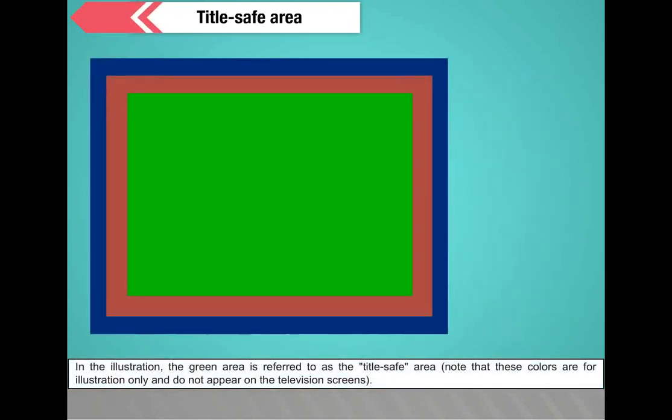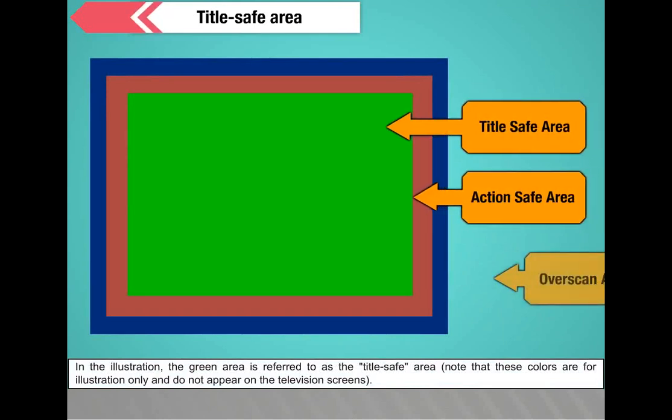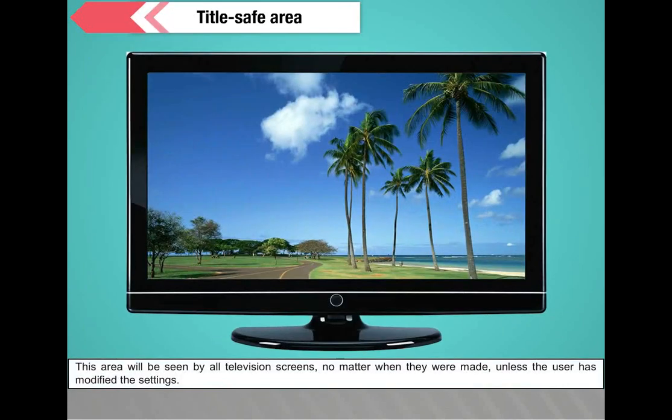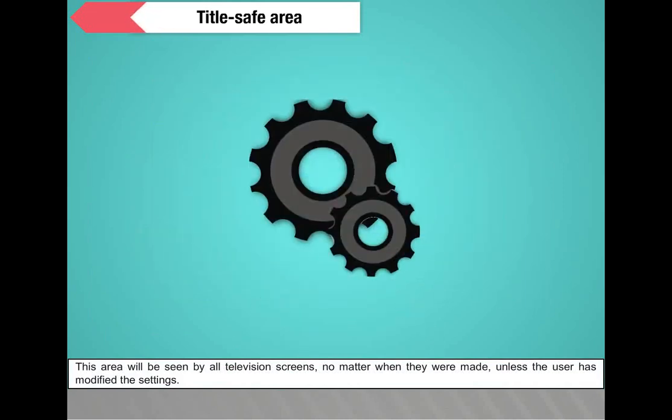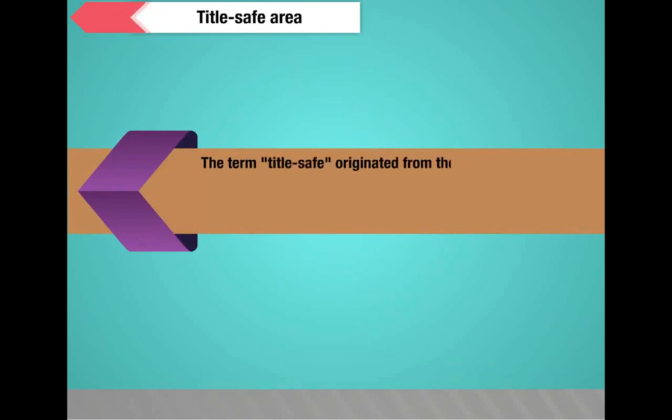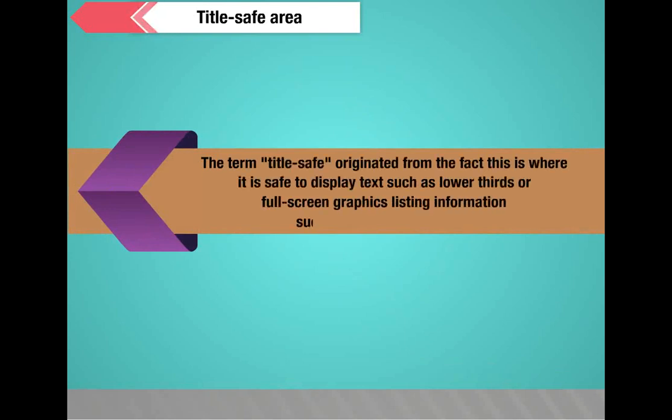In the illustration, the green area is referred to as the title safe area. Note that these colors are for illustration only and do not appear on the television screen. This area will be seen by all television screens no matter when they were made unless a user has modified the settings. The term title safe originated from the fact this is where it is safe to display text such as lower thirds or full screen graphics listing information such as a telephone number.